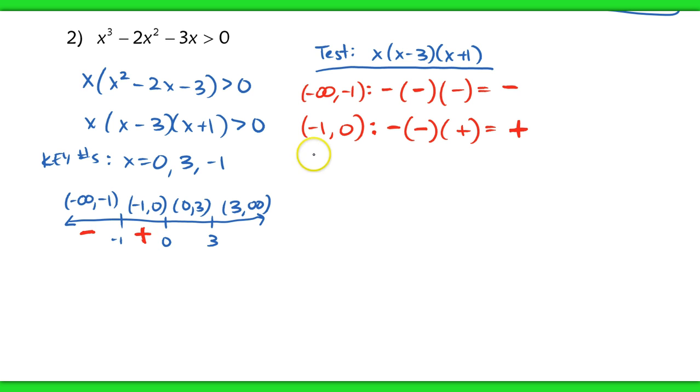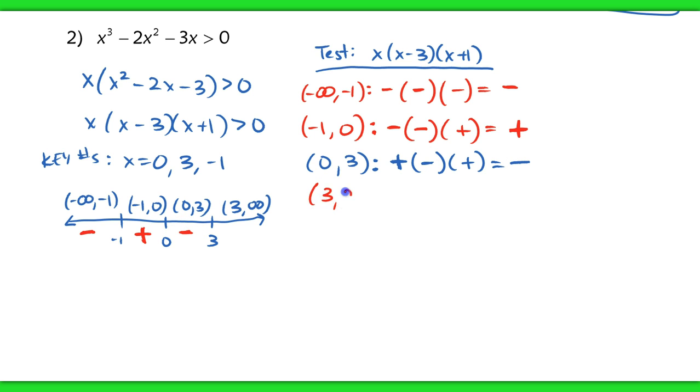Now let's test from 0 to 3. So from 0 to 3, let's pick the number 1. I get a positive if I plug in x equals 1. I get a negative here, and I get another positive here, resulting in a negative. So this interval here is negative.